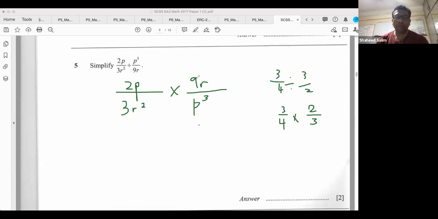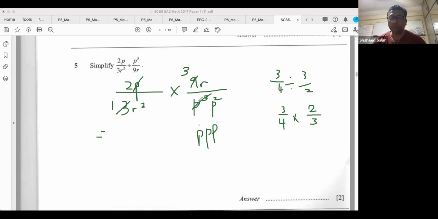First of all, 9 can divide by 3. So you get 1, you get 3. Numbers cannot divide anymore. P can divide. What is this? Remember, this P to the power 3 is P times P times P. So you cancel 1 here. You are left with 2. So now you are left with P to the power of 2.